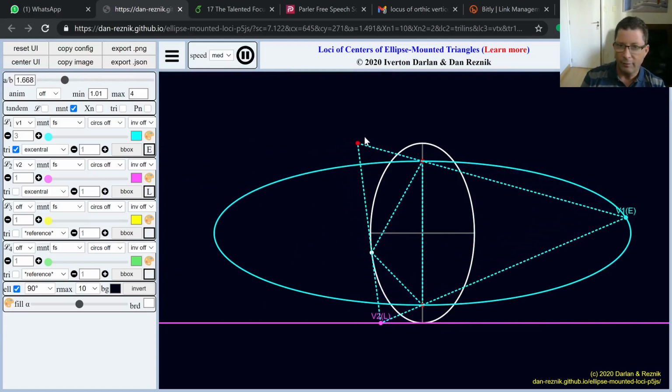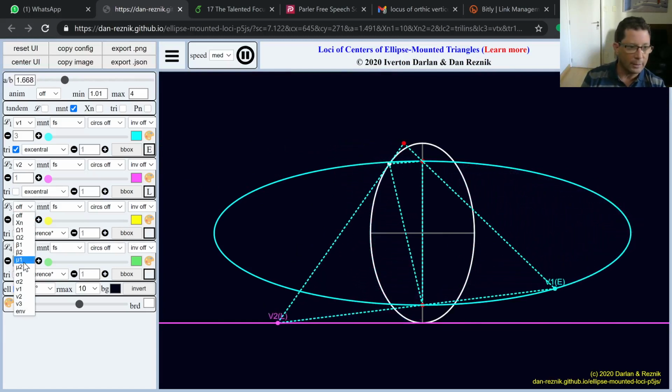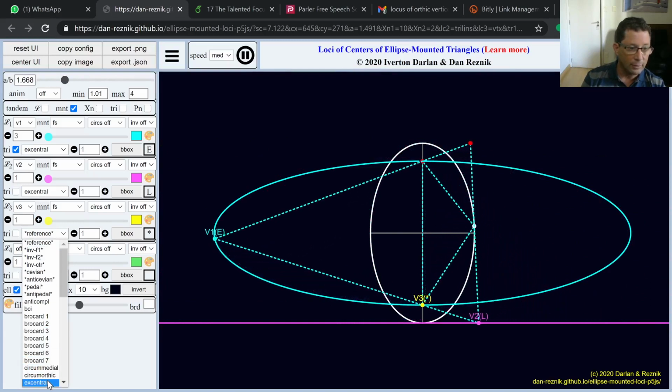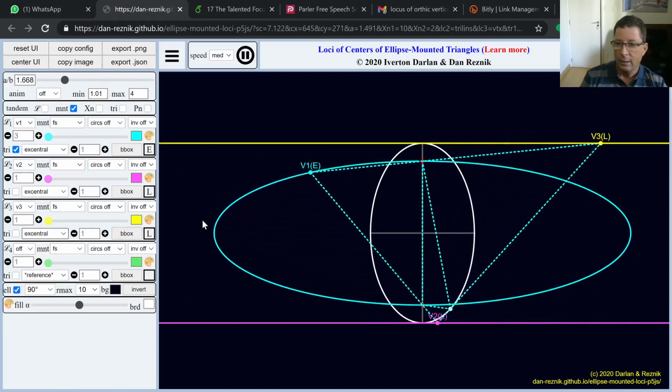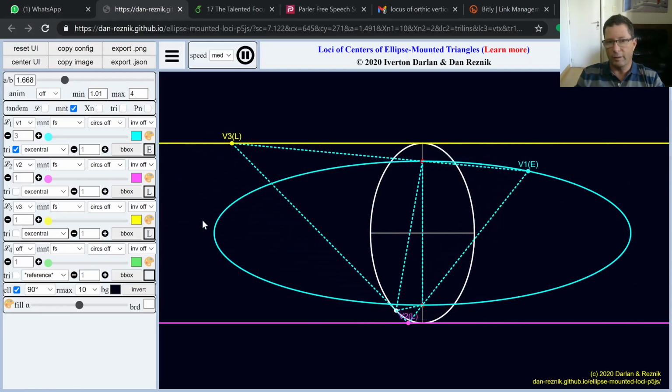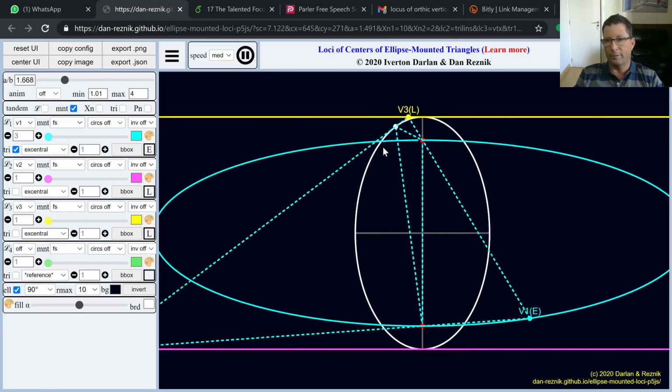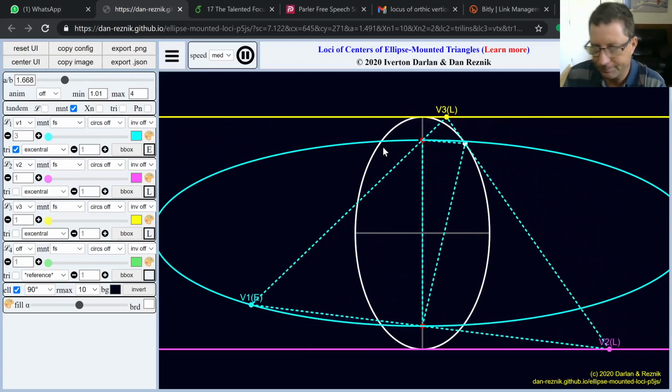Let's do the same with the V3 vertex. So I'm going to open it up here, V3. I'm going to say I want to look at the excentral, and this guy's focus mounted. So by symmetry, V3 is also moving along its own line. This yellow line here, it's tangent to the top of the ellipse.